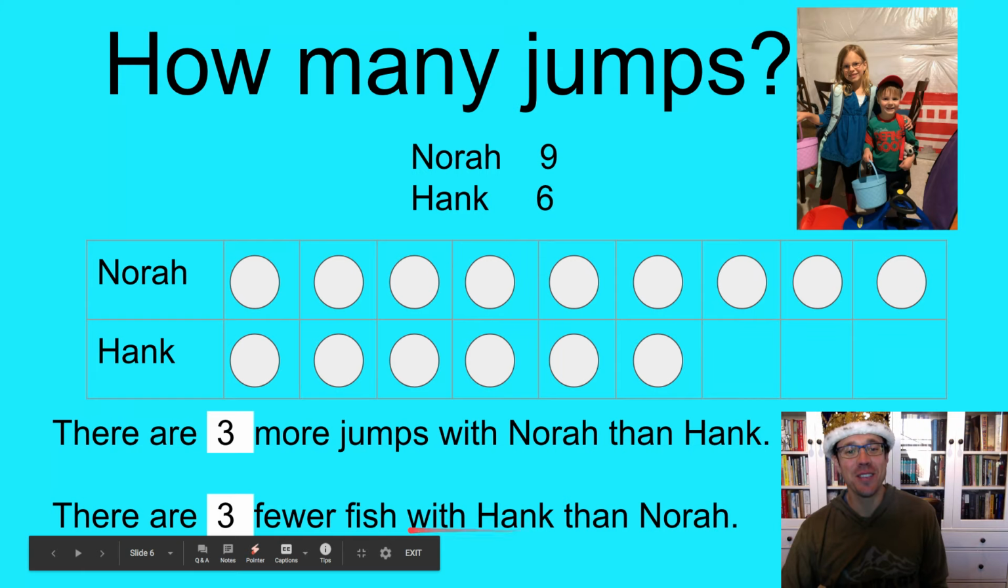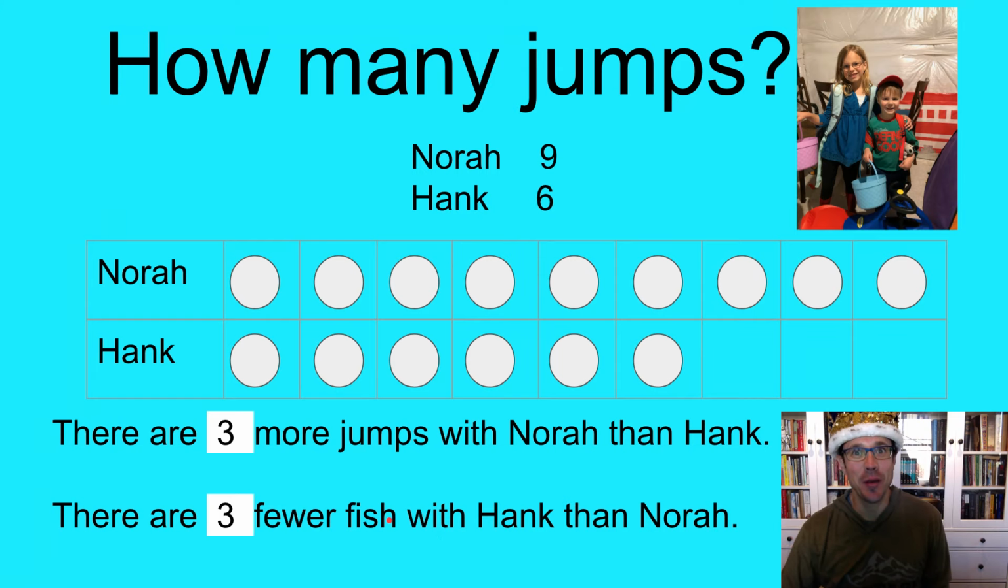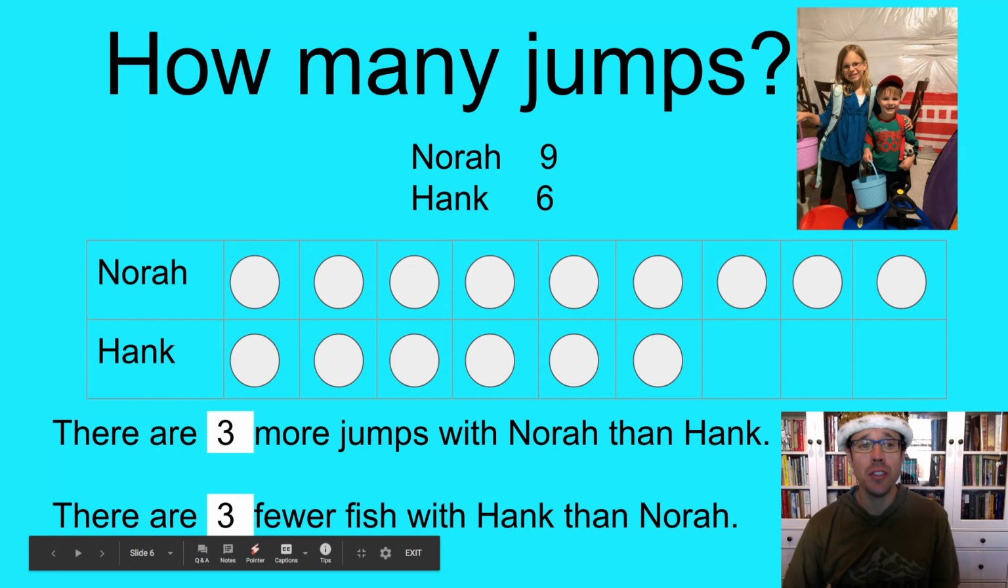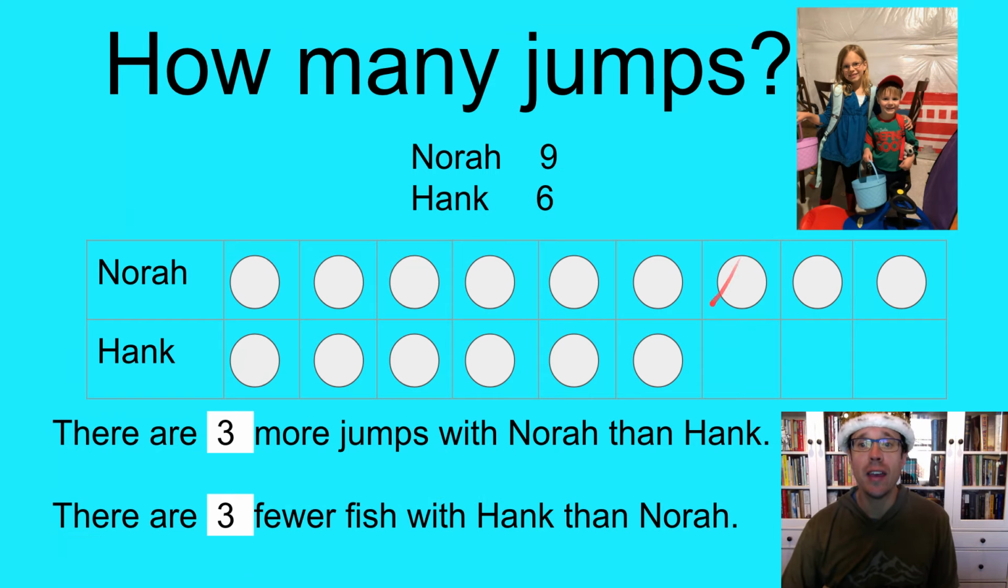Oh, silly Mr. Petty. That word should say jumps. Yep, you got it right here. Mistake number 57, already on a Tuesday. All right, so it says there are 3 fewer jumps with Hank than Nora. Sorry about that, everybody. It's the exact same thing because if you think about it, Nora still has 3 more and Hank still has 3 fewer. If you're talking about how many more she has, it's right there. If you're talking about how many fewer he has, it's these that are not there.